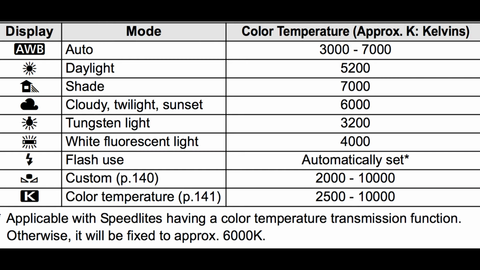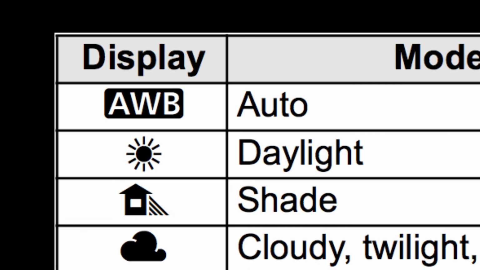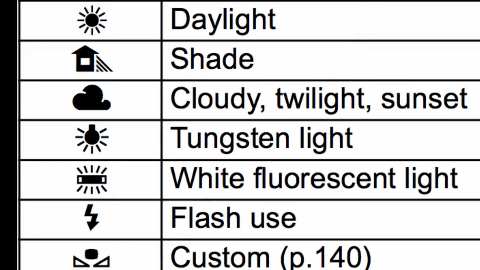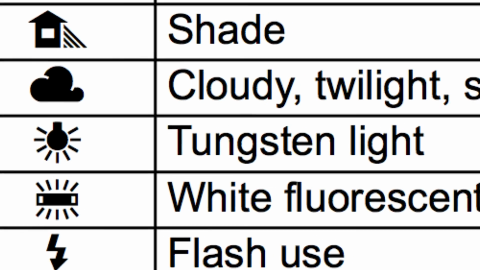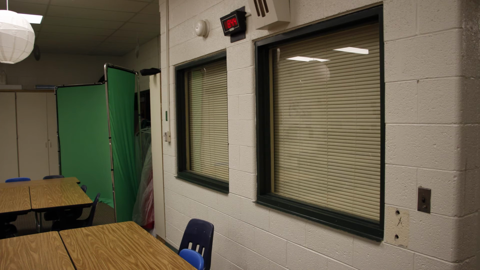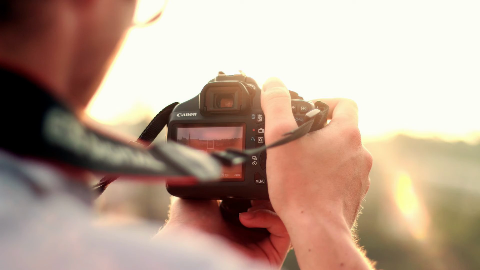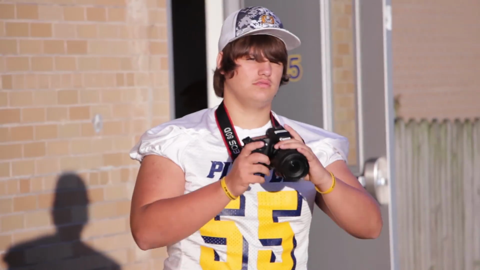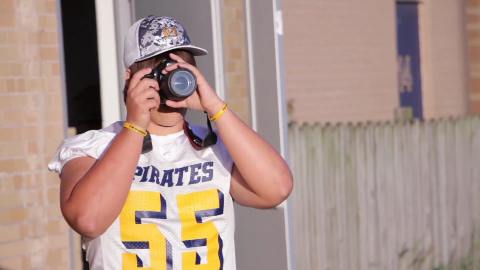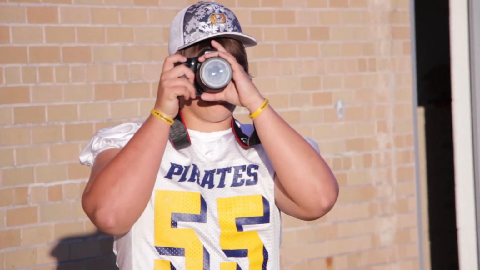There is a wide assortment of light types that are presets in your camera, such as sunlight, cloudy light, white fluorescent, tungsten, and other light types. By setting the correct white balance, your image will appear with the best color and won't look too blue or yellow. So in conclusion, if you use all of these settings correctly for a specific situation, you will be able to take the shots you want and they will appear nicely.